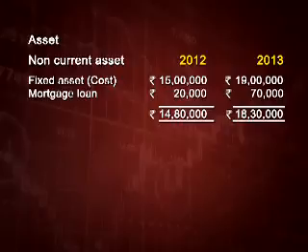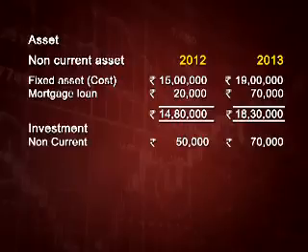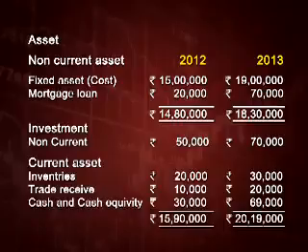Next point is investment non-current, 50,000 to 70,000, that means 20,000 we have purchased, it will be shown as a deduction in investing activity. And current asset, inventory, trade receivable, cash and cash equivalent. I hope you know inventory and trade receivable will be adjusted in operating activity and cash and cash equivalent will be adjusted in the end.